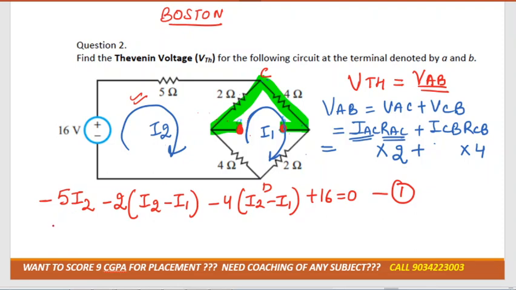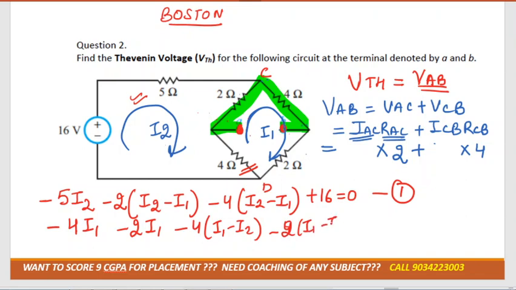Now tell me the second equation. That is minus 4I1 minus 2I1 minus 4. Again this is in the middle branch. Now it would be I1 minus I2, then minus 2 into I1 minus I2 is equal to 0, correct? So this is your second equation. Got it?